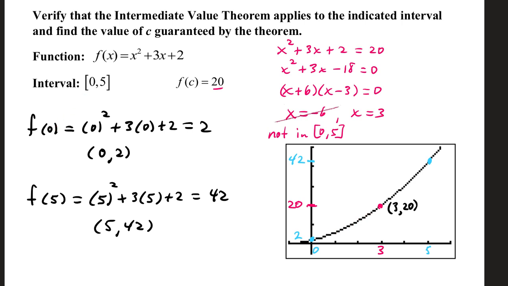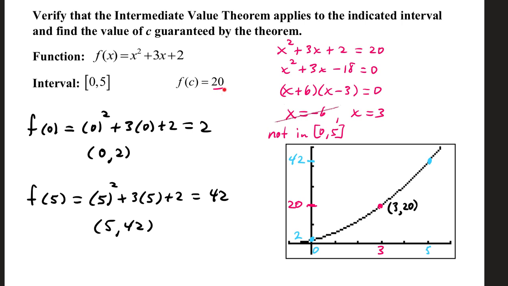f of 0 is equal to 2. So the point (0, 2) is on the graph. f of 5, the other interval endpoint, gives us an answer of 42. That's an ordered pair of (5, 42). That's a second point on the graph. Those are in blue. 2 and 42 are not equal.